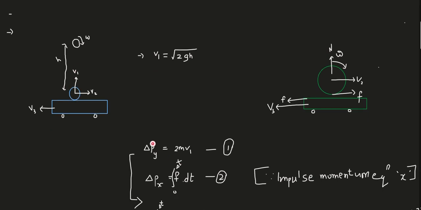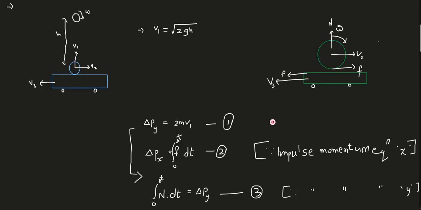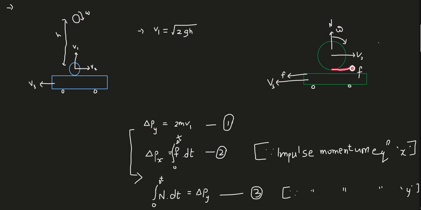First we write momentum along the y-axis. The change in momentum along the y-axis equals 2mv1. We take this as equation 1. Now we write the horizontal impulse. The friction provides a horizontal impulse at the time of collision, and the normal force is also impulsive here. Both forces act for a short interval of time.